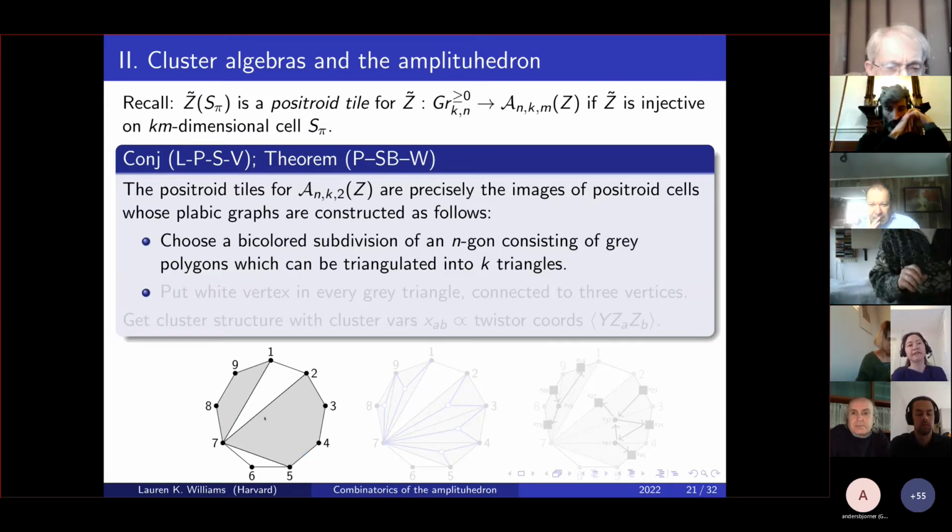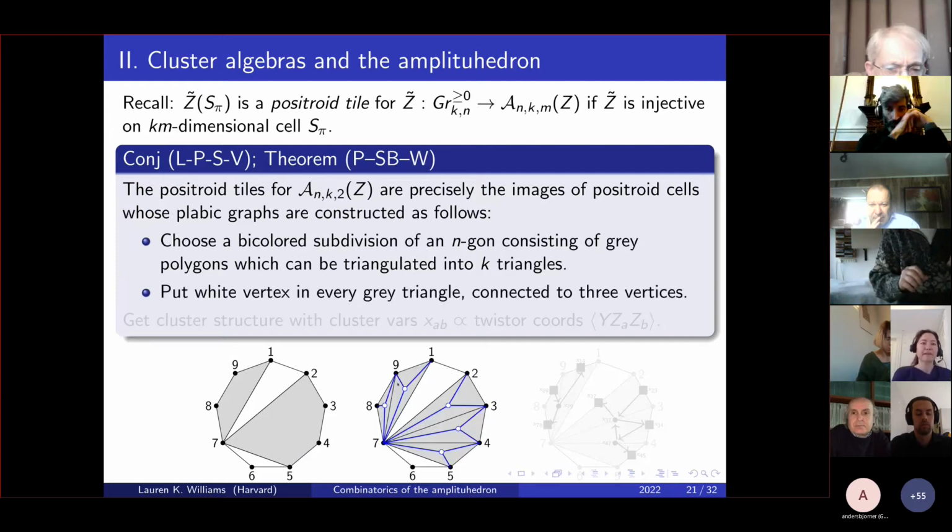Now we're going to triangulate it arbitrarily, and then we're going to associate a plabic graph. To do that, we put a white vertex inside every gray triangle, and we connect every white vertex to its 3 boundary vertices. Now what you see in the blue is a plabic graph, which gives rise to a 2k dimensional cell of the positive Grassmannian. And the statement is that these are exactly the cells on which the amplituhedron map is injective.